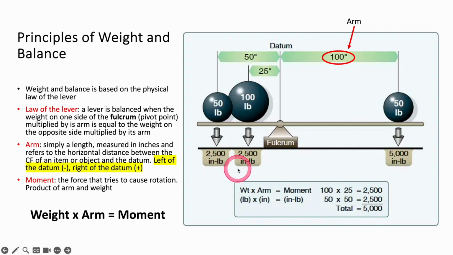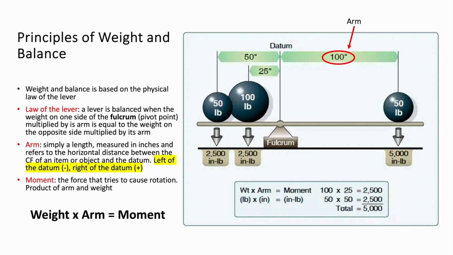And your moment is the force. It's a rotational force. In this case, you have a 50-pound weight on the right side being multiplied by an arm of 100 inches. That's creating a force right here at the fulcrum, a rotational force. We're going to learn to calculate that as well. You want to have this memorized: weight times arm equals moment. Depending on the question you're asked, you may have to rearrange this equation.